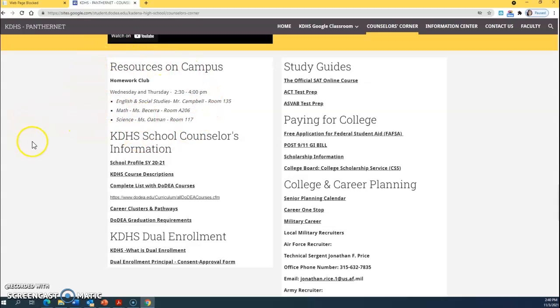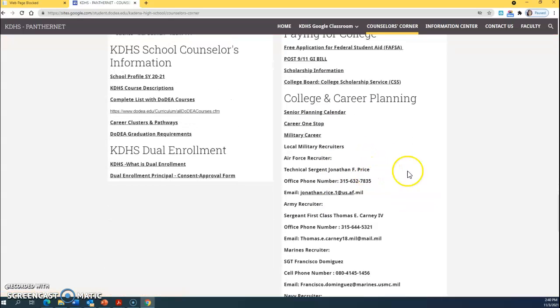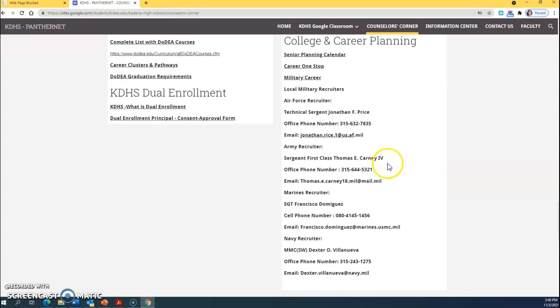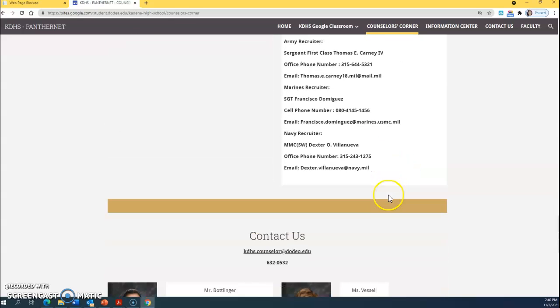The resources that we have here on campus, our school profile for students that are applying to college. If you're planning to PCS, they need information about our course descriptions. It can be located here. And along with any type of study guides, ways to pay for college, and for college and career planning can all be found here, along with contact information.